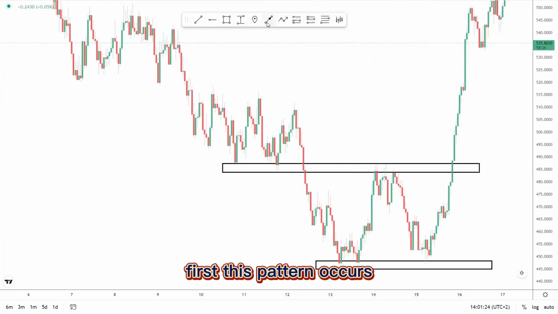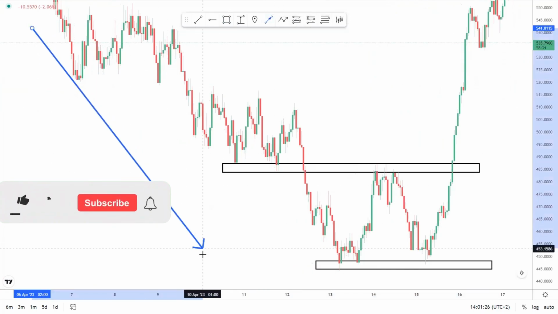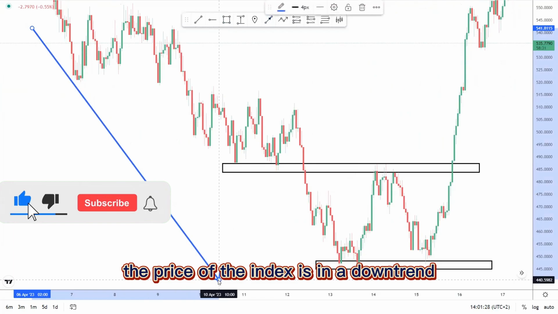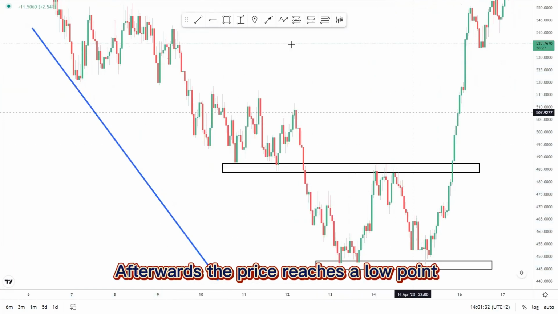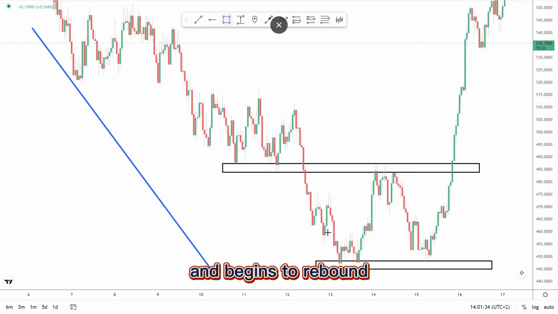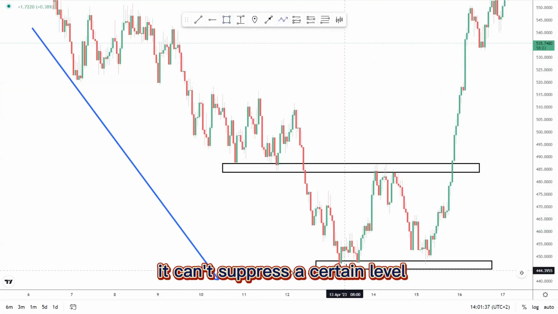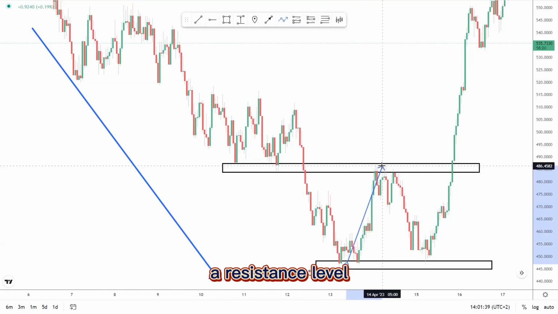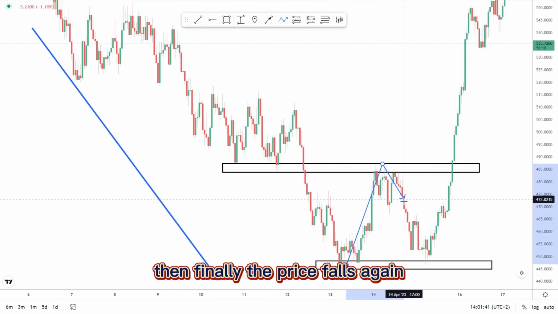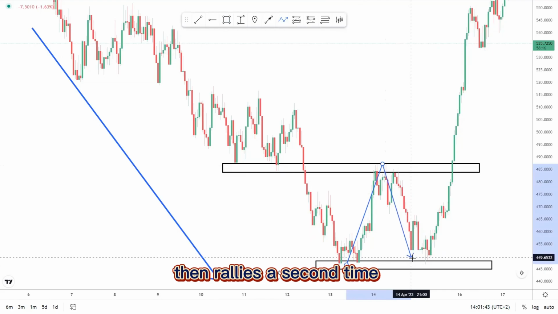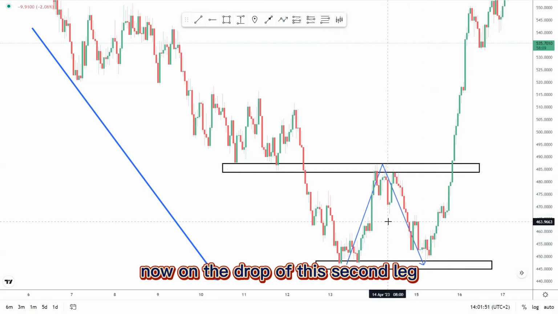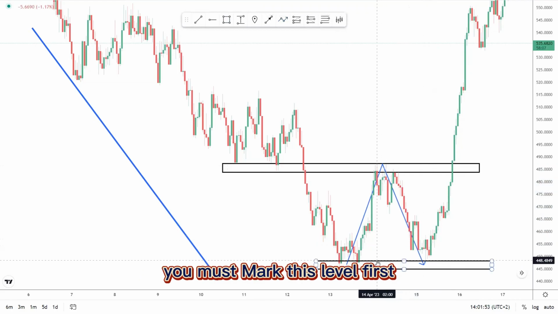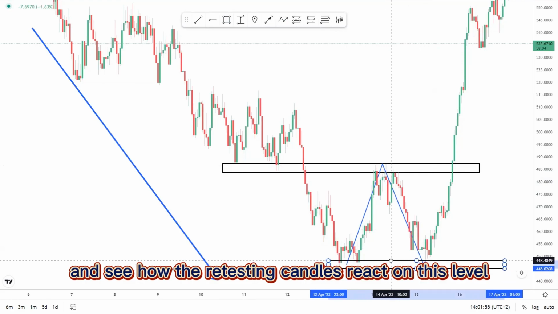First, this pattern occurs in a downtrend. The price of the index is in a downtrend, meaning it's consistently falling over time. Afterwards, the price reaches a low point and begins to rebound. However, it can't surpass a certain level known as a resistance level. Then finally, the price falls again, then rallies a second time, forming a second bottom that's roughly equal to the first leg. Now on the drop of this second leg, you must mark this level first and see how the retesting candles react on this level.